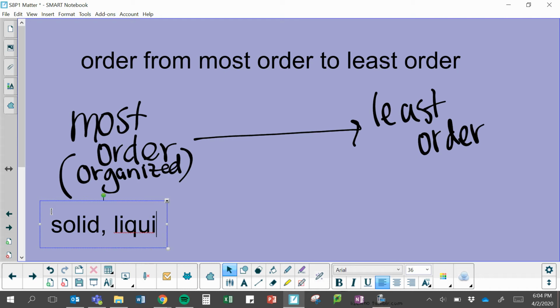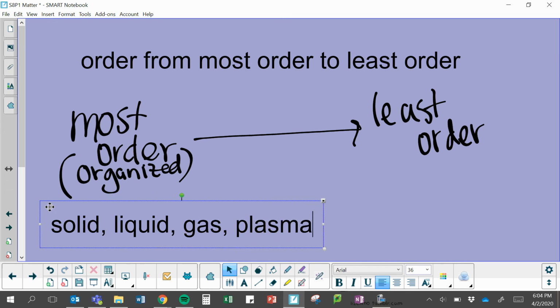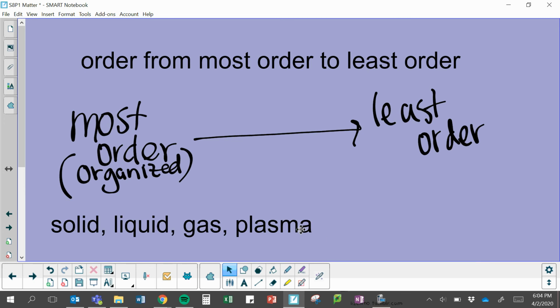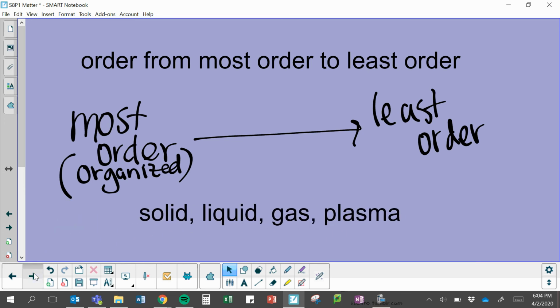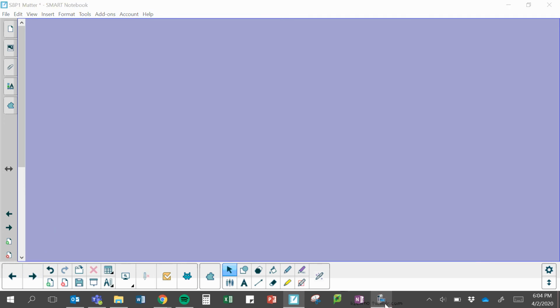Then we have our liquid, then our gas, and last is going to be our plasma. We get more and more chaotic as we go. And that is our review for states of matter.